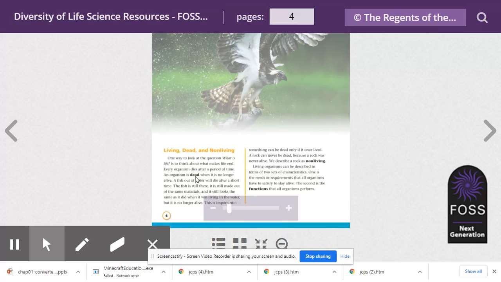An organism is dead when it is no longer alive. A fish out of water will die after a short time. The fish is still there. It is still made out of the same materials, and it still looks the same as it did when it was living in the water, but it is no longer alive. This is important. Something can be dead only if it once lived.